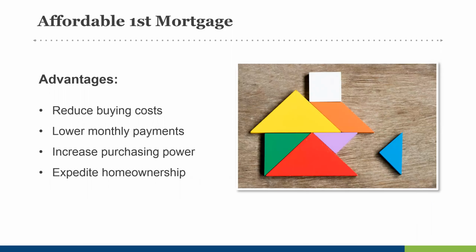So the obvious advantages of one of these programs would be, as compared to a regular first mortgage, reduced buying costs, potentially lower monthly payments, increased purchasing power. Again, because we're not changing the income of the buyer, we're just changing other parts of the scenario that make it more affordable for them and thus increase the purchasing power of their existing income. And then all of this is designed to help expedite home ownership for those that maybe didn't realize that it was within reach or within grasp.